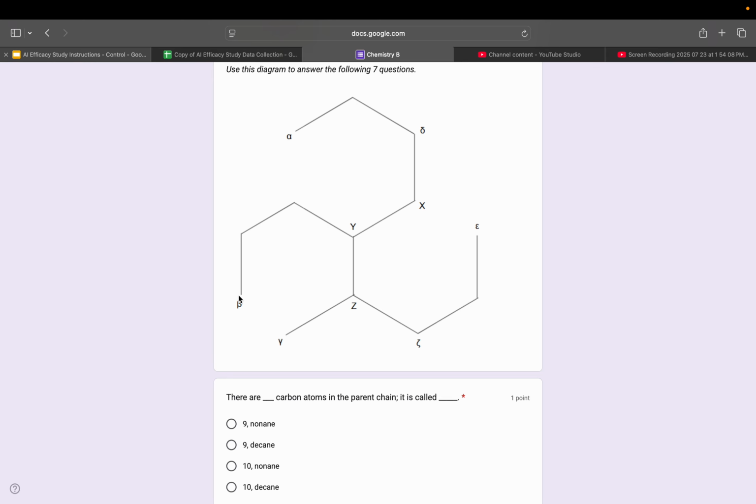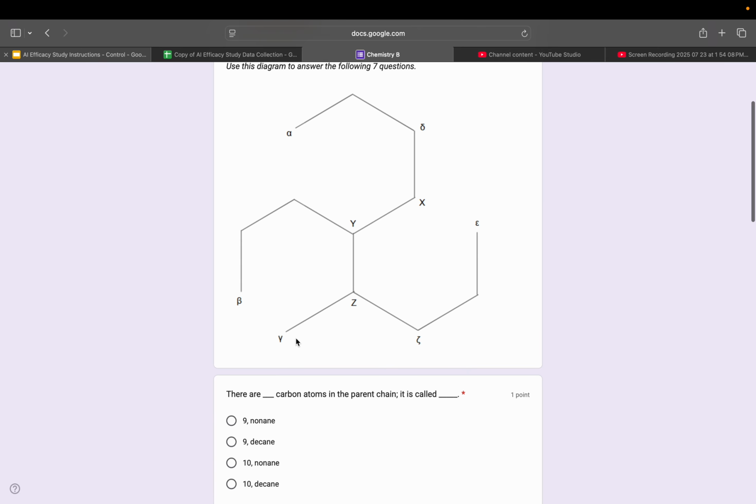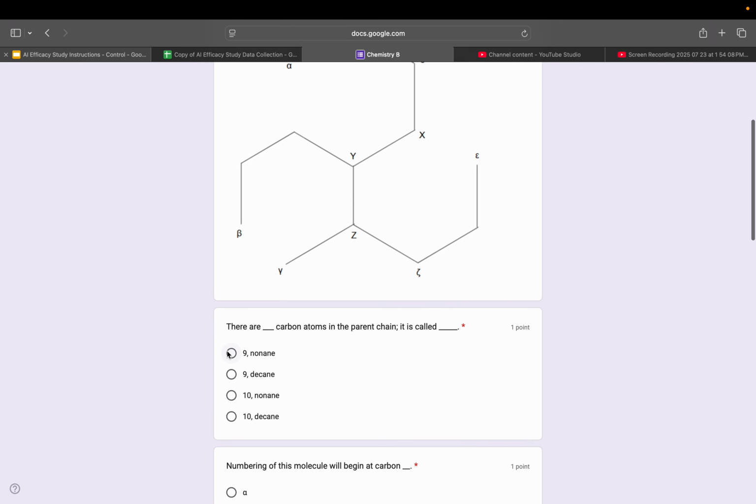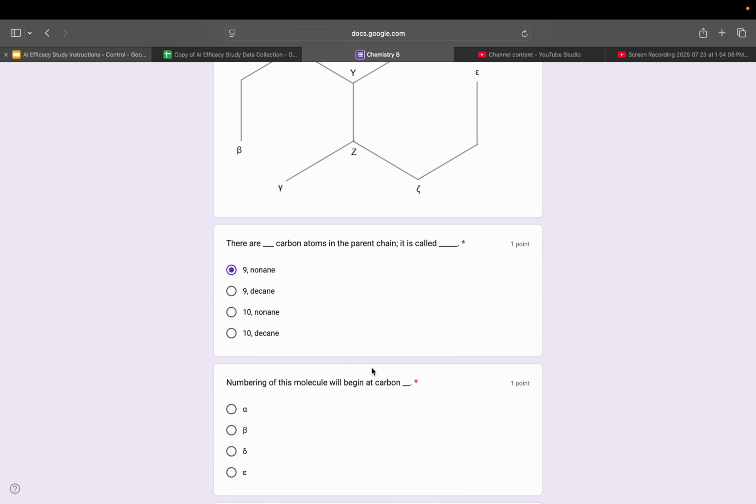edge of this ring. So 1, 2, 3, 4, 5, 6, 7, 8, 9, 10, 11, 12, 13. Okay, so if I remove these things, let's count again. 1, 2, 4, 5, 6, 7, 8, 9. I'll go with 9 then. 9 means non, 10 means dec.